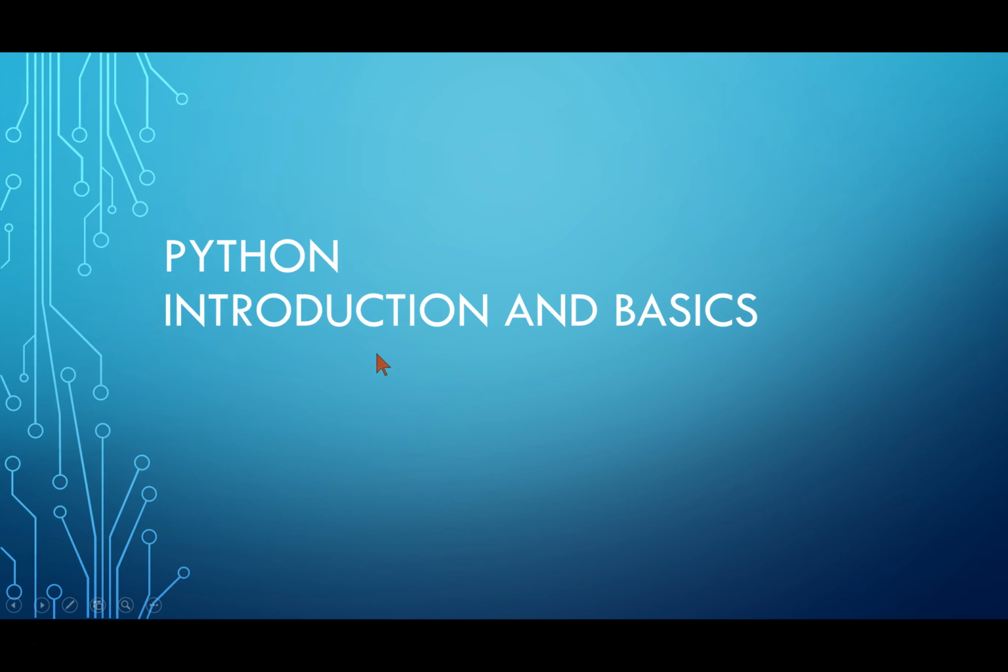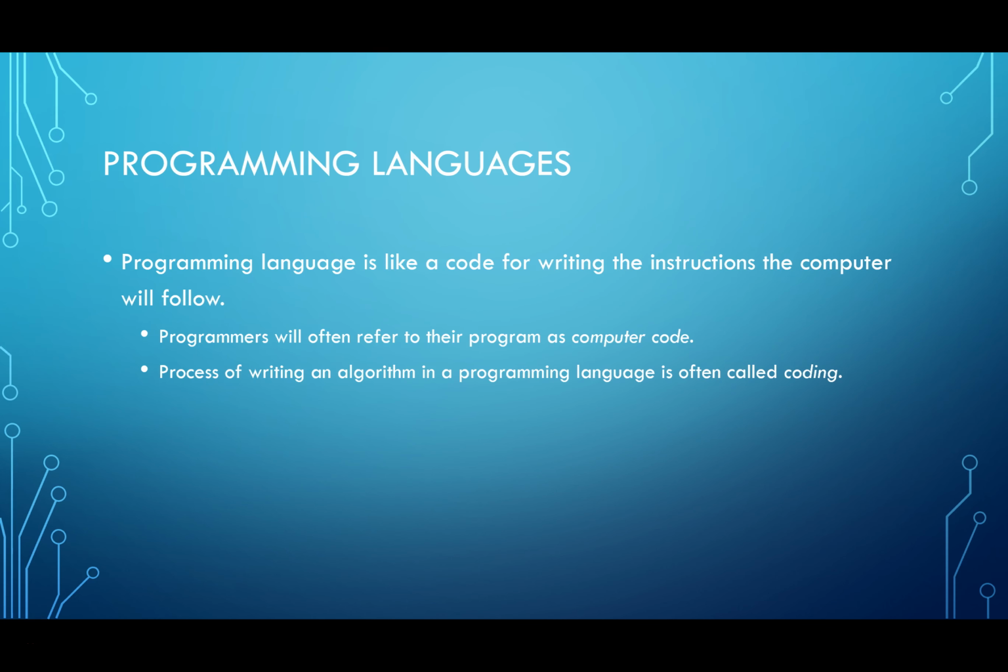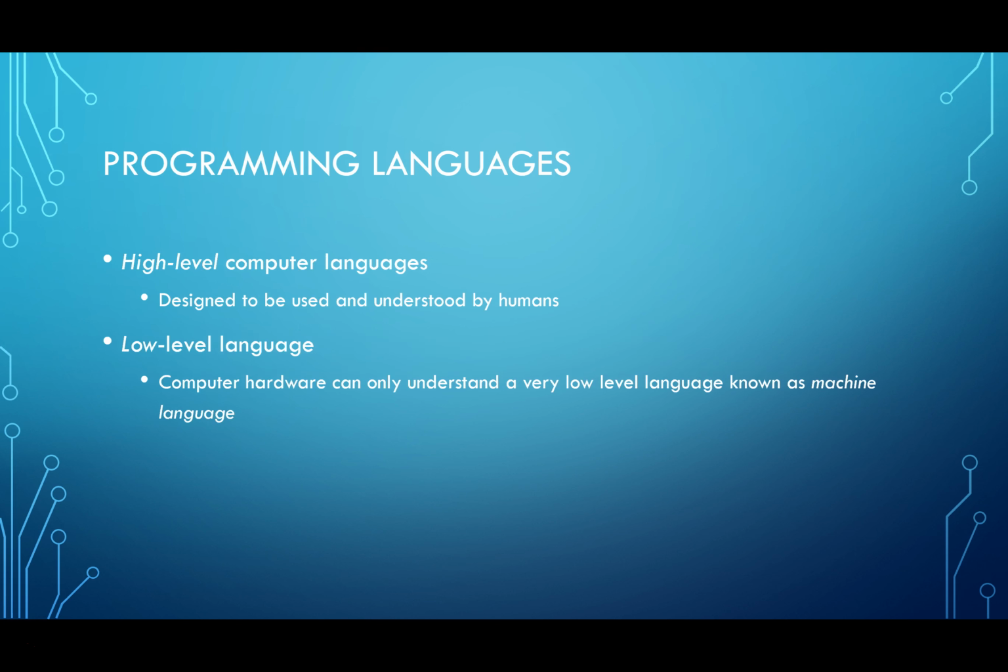Hello, what I want to do in this video is provide you with an introduction to both programming and Python. So a programming language is like a code for writing the instructions the computer will follow. Programmers will often refer to their program as computer code. The process of writing an algorithm in a programming language is often called coding.